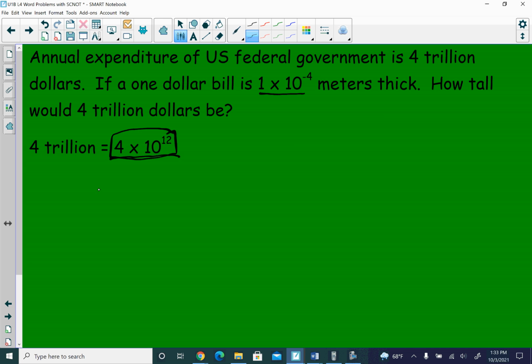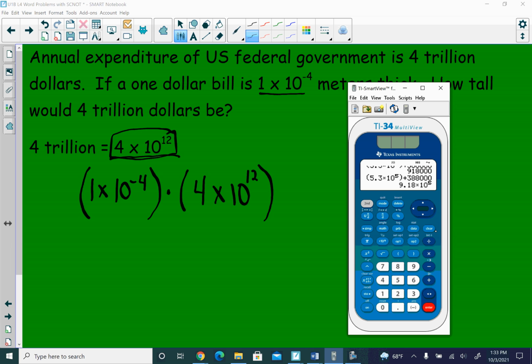So I'm going to multiply in this one. Here's the measurement that we have, the thickness of that $1 bill, and we're going to copy it 4 times 10 to the 12th times. So we're going to do some multiplication with those two. Again, with my calculator, I like to clear my screen. I'm in scientific mode, so I'm looking for an answer in scientific notation. Each number I have to make sure is each number that's in scientific notation.